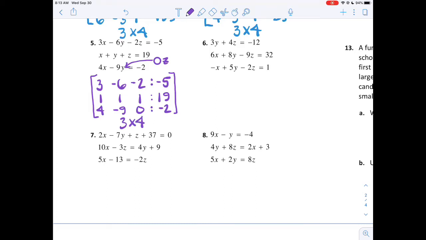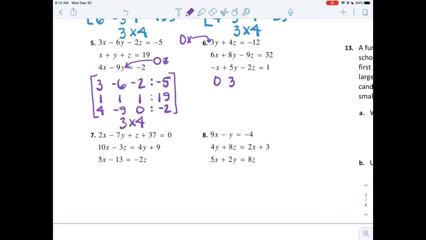Let's look at example number 6 now. The very first thing that I notice is that the first equation doesn't have an x value. It starts with y. So that means that I again need to insert a 0, but this time for an x value. That's the only thing that is not truly in standard form. So I'm ready to go ahead and write my matrix.